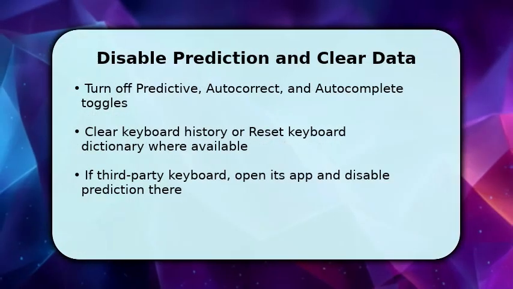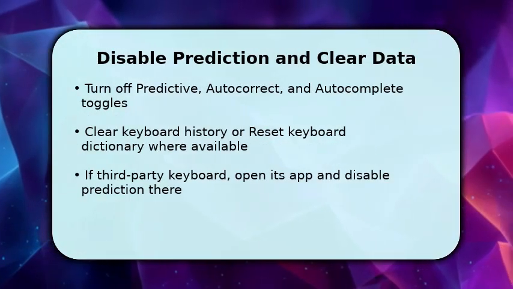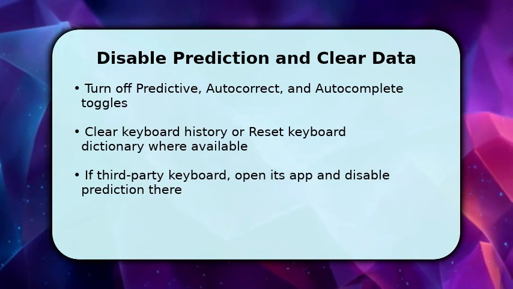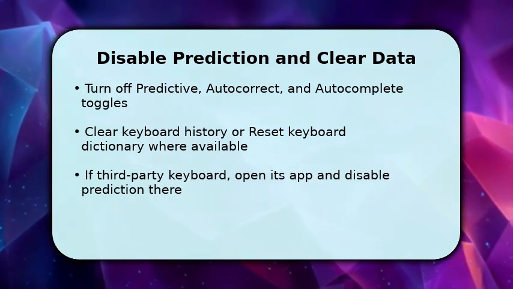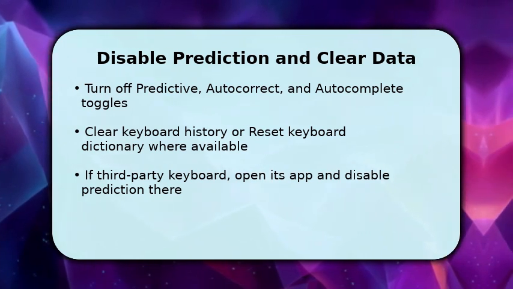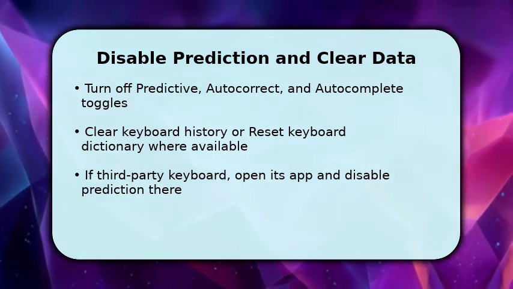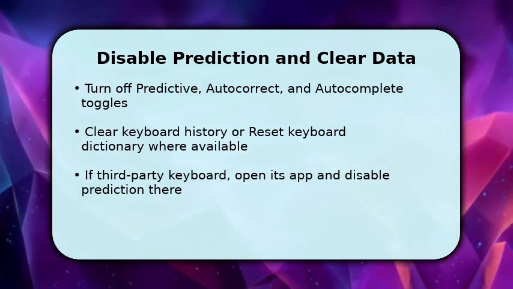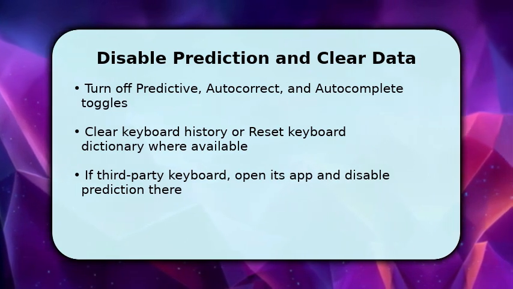You now remove the learned suggestions and active prediction. In keyboard settings, toggle off predictive and autocorrect. On Android, look for text correction or smart typing options. Next, clear the keyboard history or choose Reset Keyboard Dictionary to delete learned words. This prevents old suggestions from reappearing.